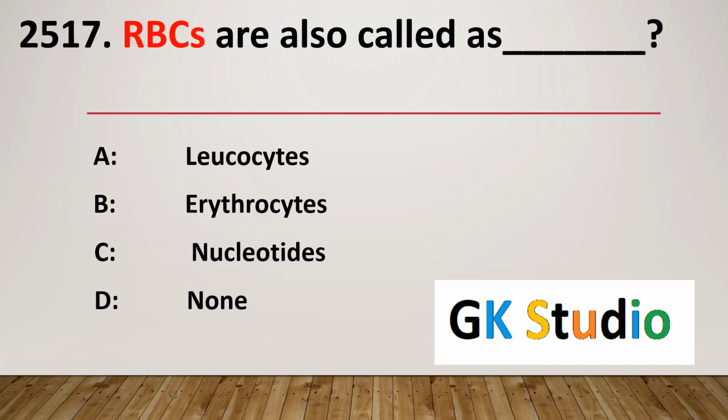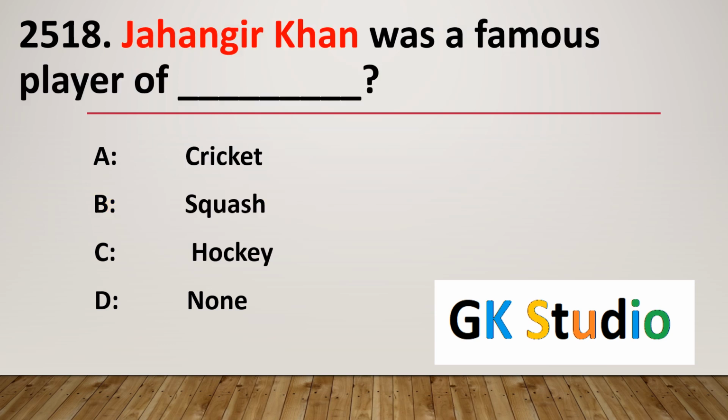RBCs are also called erythrocytes. Red blood cells are also called erythrocytes. Jahangir Khan was famous for the game of squash.